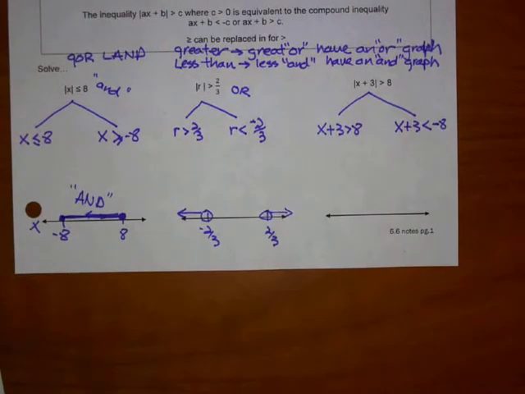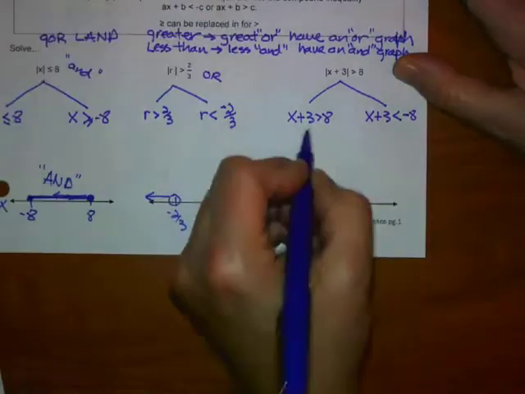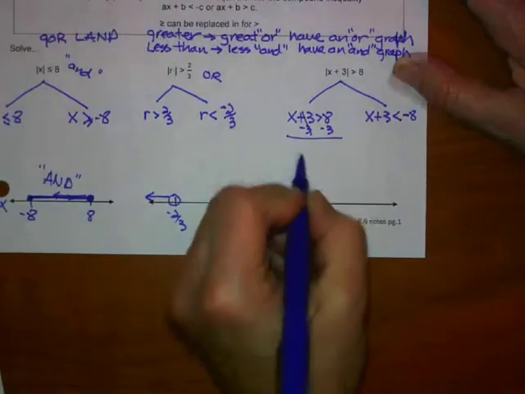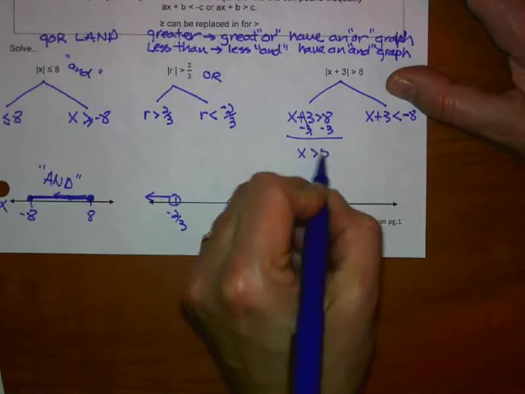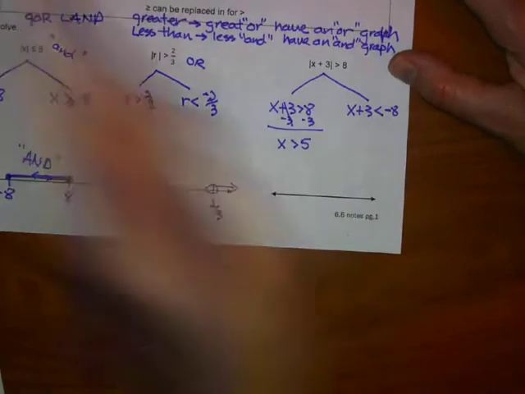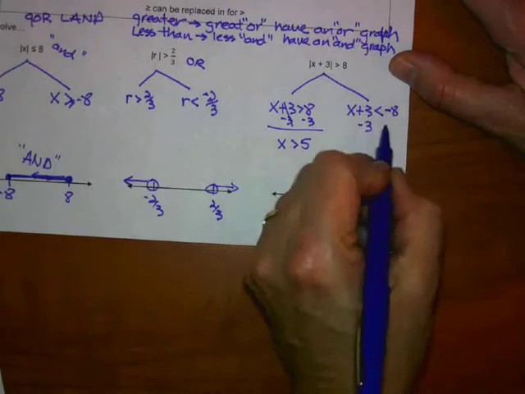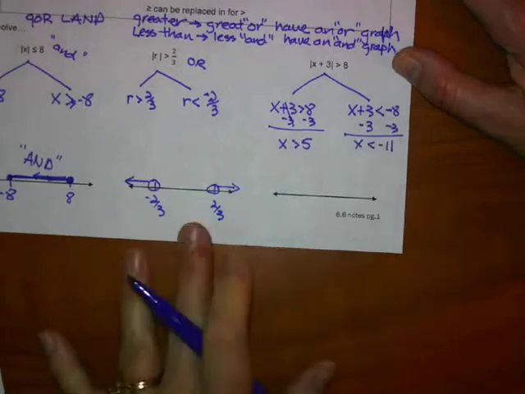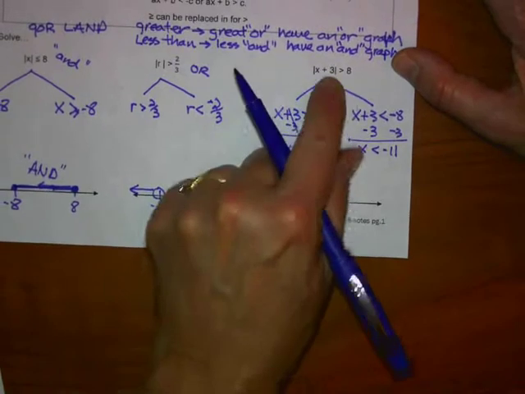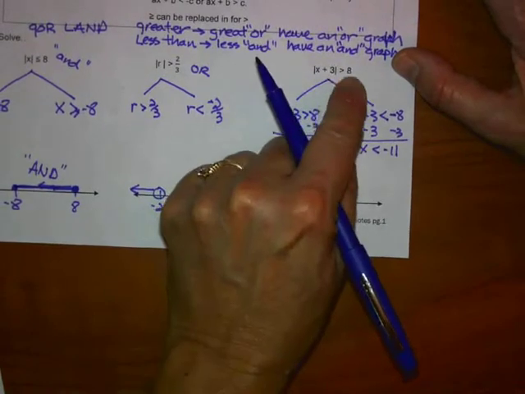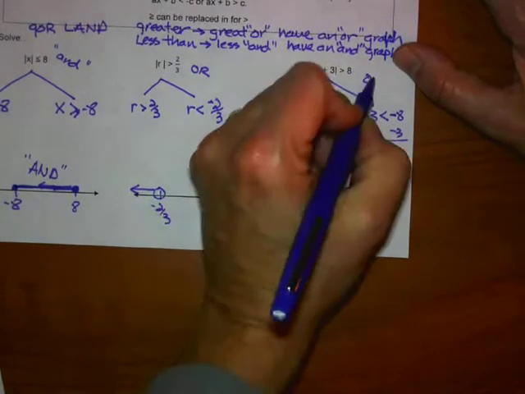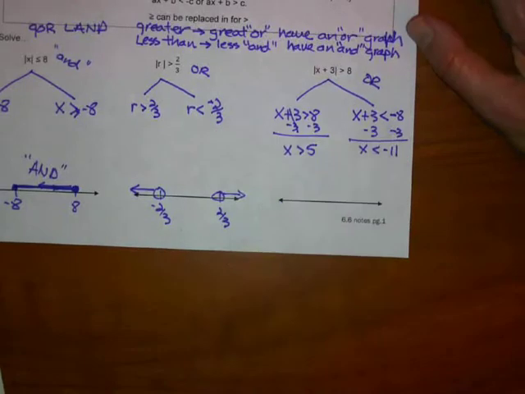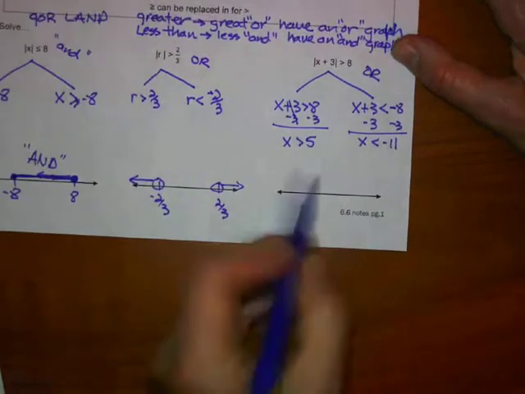And so this is where the one more step comes in. Now we have to solve for x. Okay, so we subtract 3, x is greater than 5. Subtract 3, x is less than negative 11. Before I go any further, this is a greater than 8, so what kind of graph should I have? I should have an OR graph when I'm done. Greater. Okay? So let's graph these two numbers and see what happens.